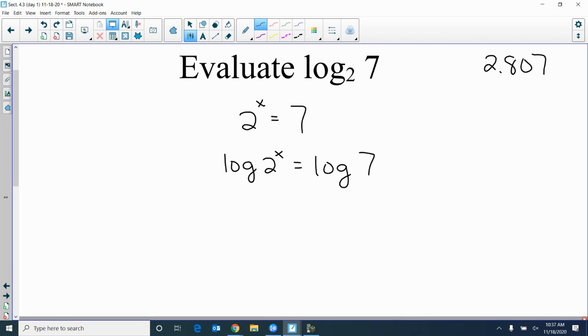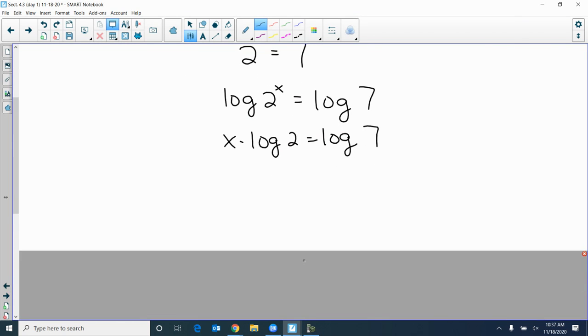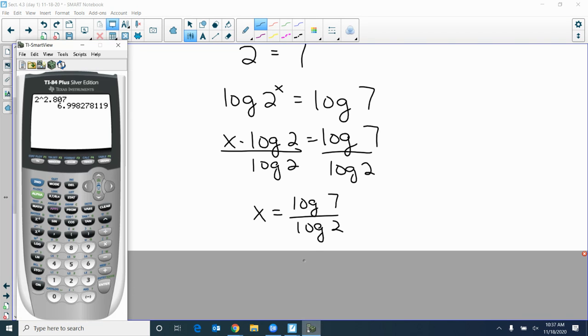It's an exponent. It now becomes a coefficient out in front. So this now becomes x times the log of 2 equals the log of 7. Divide by the log of 2. And so x is equal to the log of 7 divided by the log of 2.